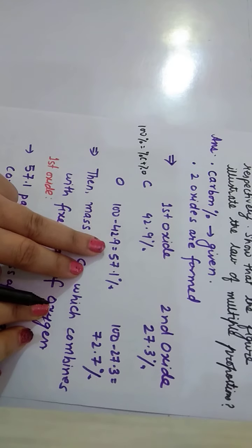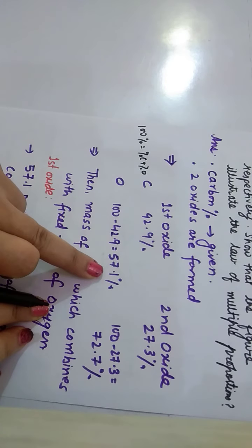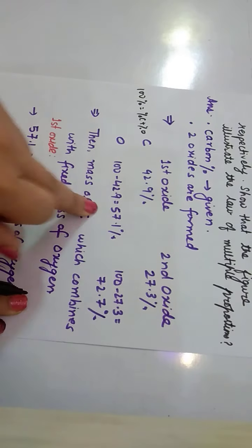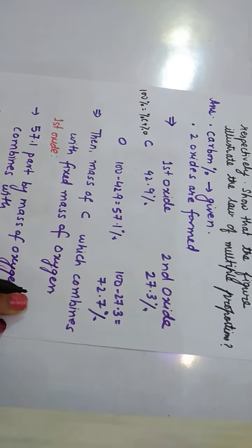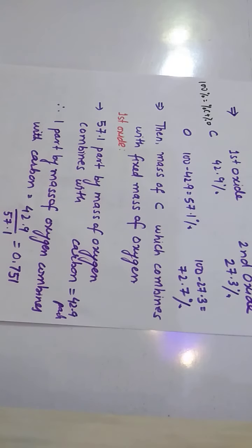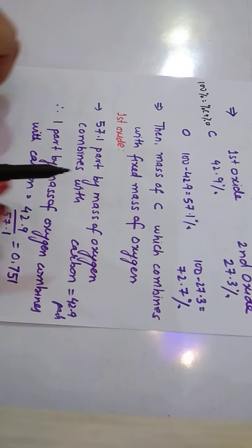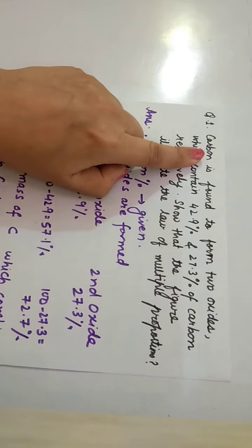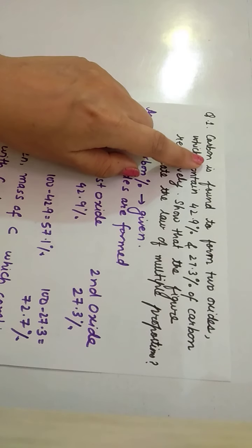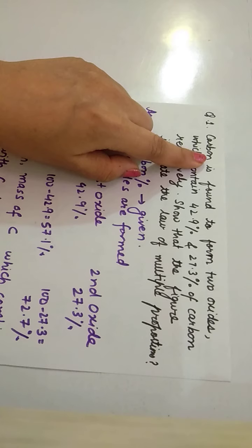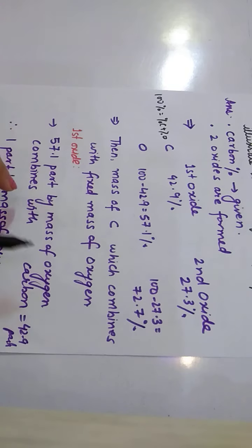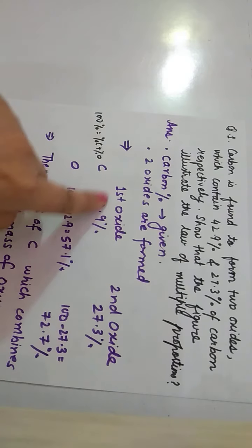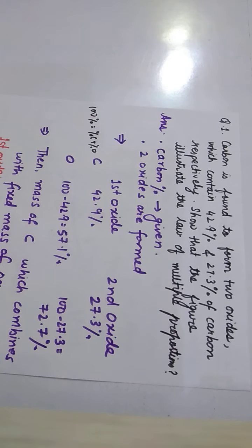So it will be 100 minus 42.9%, that is 57.1% for the first oxide, and for the second oxide it will be 100 minus 27.3, that is 72.7%. Then the mass of carbon will be combining. Always, the substance whose mass is given, that mass will be varying, and the other will have a fixed mass. So here the mass of oxygen will be fixed and the mass of carbon will be varying.